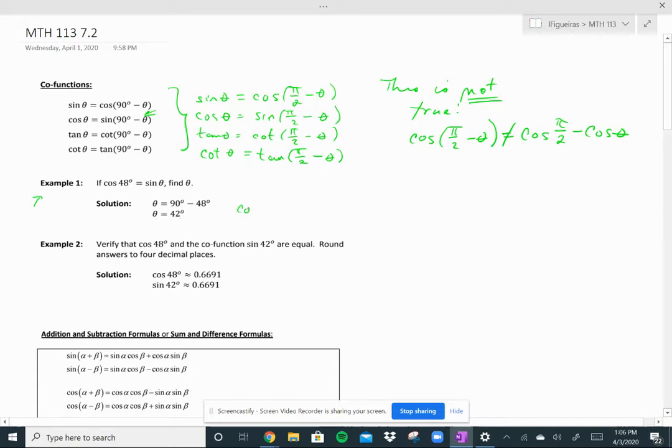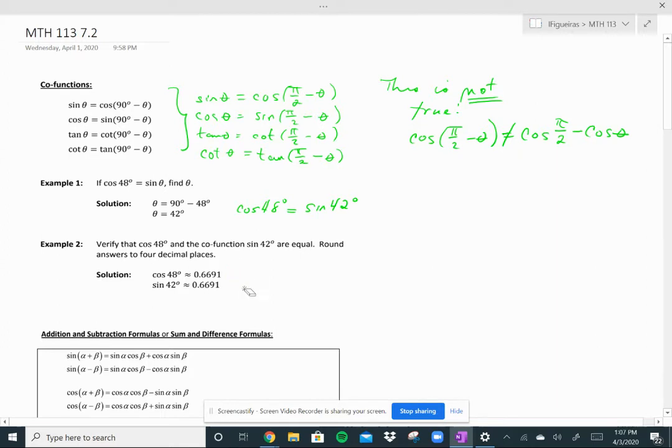So what that means, and you can check it with your calculator, is that cosine of 48 degrees equals the sine of 42 degrees. Example 2. We want to verify that the cosine of 48 degrees and the cofunction sine of 42 degrees are equal. So it's exactly what I mentioned above. If you plug these into a calculator, make sure you are in degree mode because your angles here are in degrees. You get that they are both the same approximate value of 0.6691.